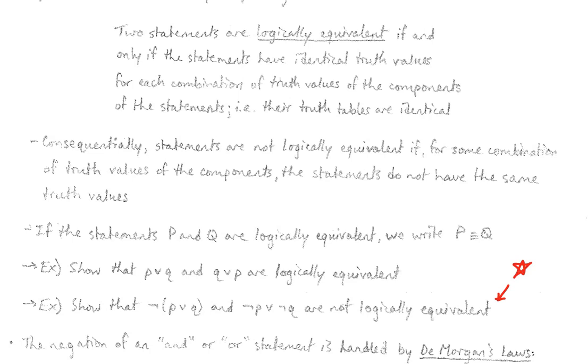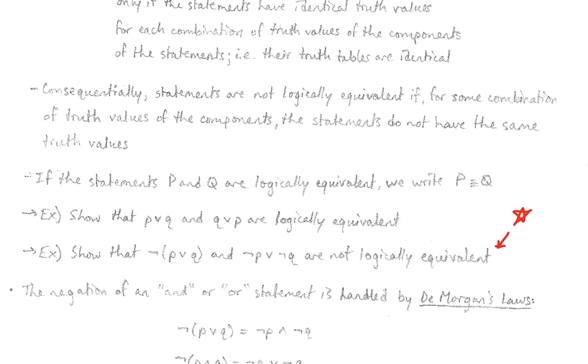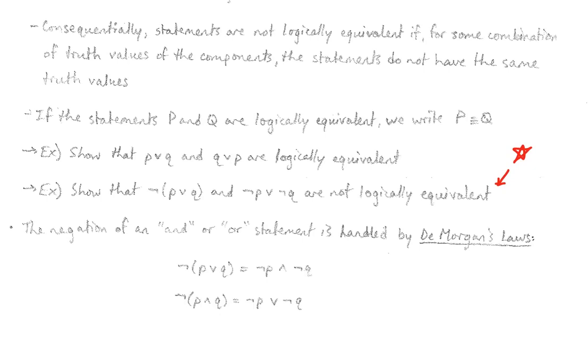We're now going to move into some fairly basic properties of these logical operators, the not, the or, and the and. If we want to take the negation of a conjunction or a disjunction, how does that change things? What is that logically equivalent to? And the negation of an and statement or an or statement is handled by De Morgan's laws.